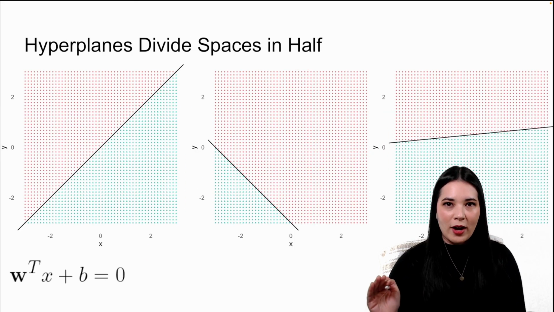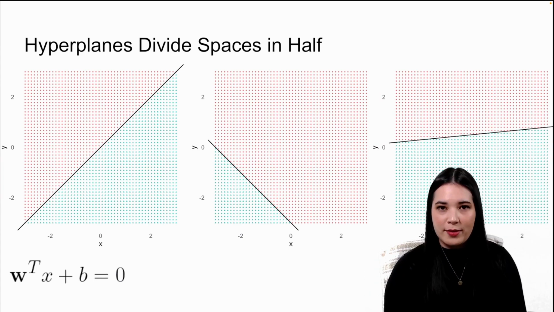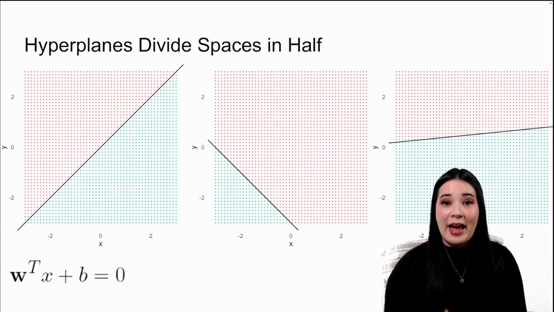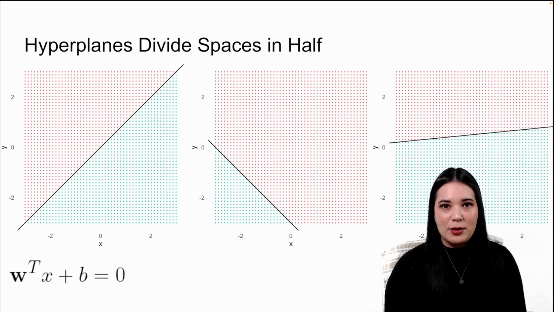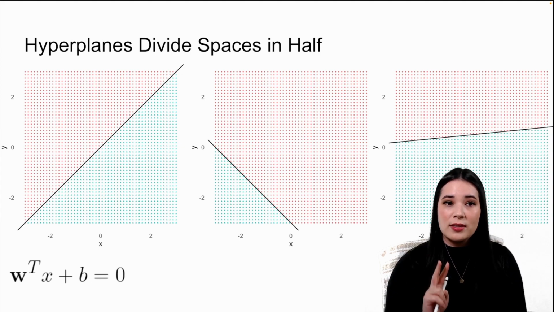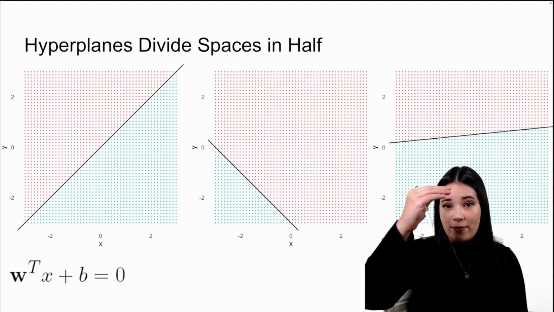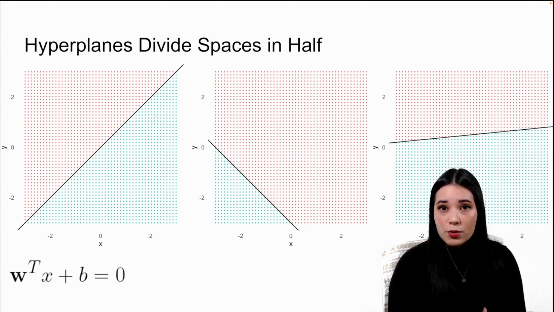Alright, now that we've gotten some of that terminology out of the way, let's talk about why we care so much about these hyperplanes in the first place. Hyperplanes divide spaces in half. In all 3 of these examples, you can see that our hyperplane, aka a line in this 2-dimensional case, divides the space that we have into 2 sections. We have sections above the line represented with these pink dots, and we have the section below the line represented with these blue triangles.